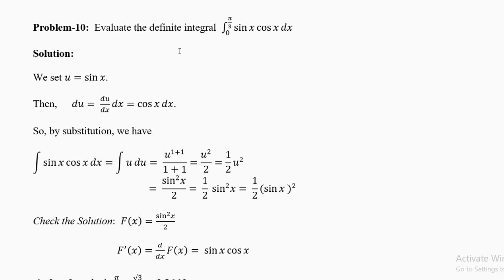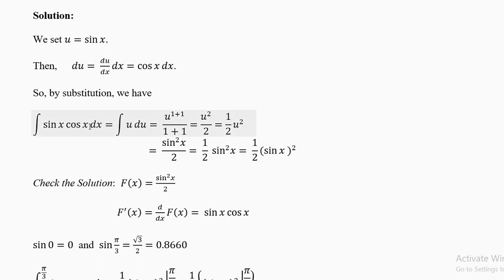Now evaluate the definite integral 0 to pi by 3 sine x cos x. Now forget about 0 and pi by 3 in the first half of the answer. u equal to sine x. Which method will you use? Substitution method. u equal to sine x. du by dx equal to cos x. So du equal to cos x dx. Now sine x cos x will become u du, and integral of u is half u square.